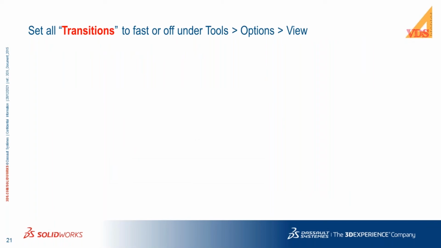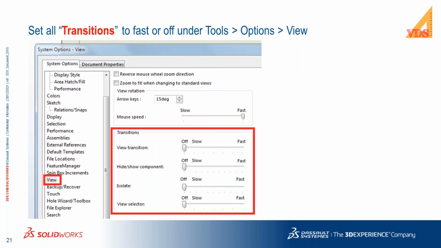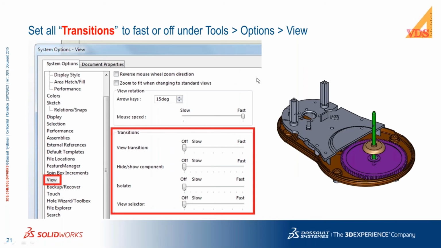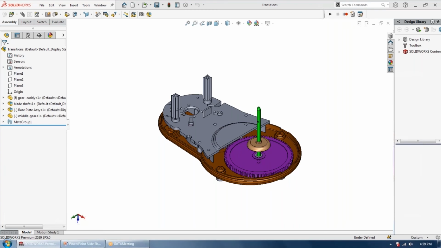This is again one of my favorites. It's called transitions, and usually people prefer to keep it on the slow mode, because they love how the component transitions from one view to a different view, or when they show hidden components, it looks like a kind of animation. You can find this option under the view tab. Let's look at one example.